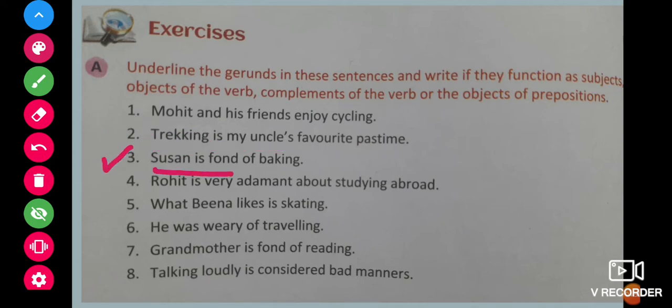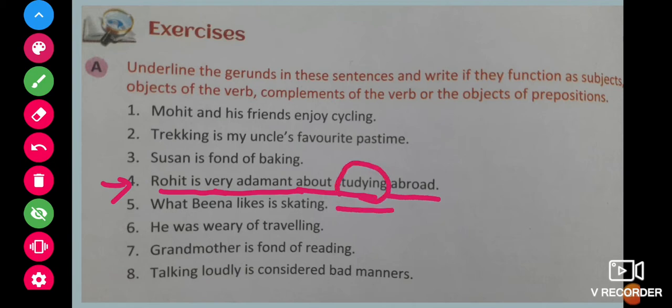Third one, Susan is fond of baking. Here baking is the gerund and it is positioned after a preposition of. So here baking acts as the object of the preposition. Fourth one, Rohit is very adamant about studying abroad. Now here studying is the gerund and it is positioned after about, which is a preposition. So here studying acts as the object of the preposition.